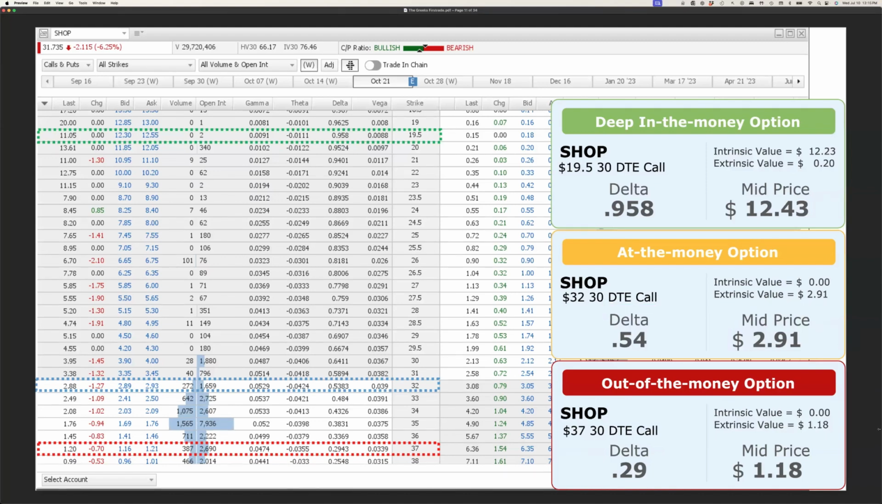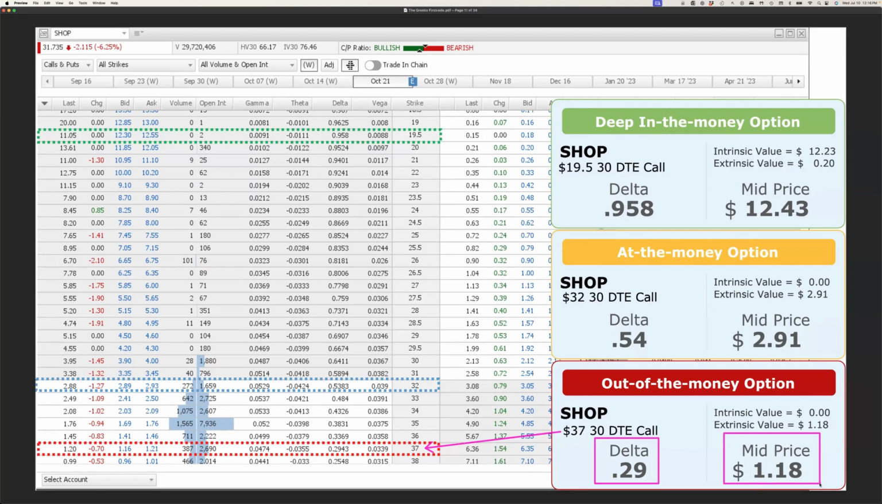And lastly, if you choose an out of the money option, here, a $37 call option, that has a delta of only 0.29 with a price of $1.18. So as you can see, this now costs you less than 5% of the stock's value. But it only provides you with a 0.29 delta. So for every $1 the stock moves up by, you're only going to see the value of your option move up by 29 cents.